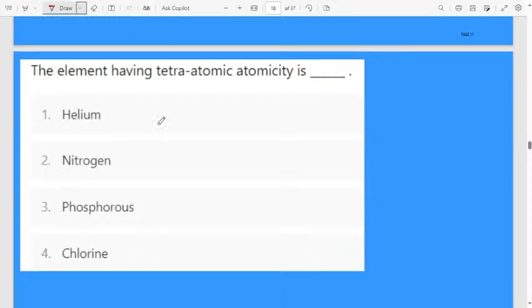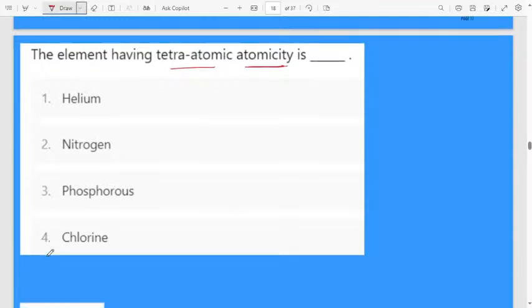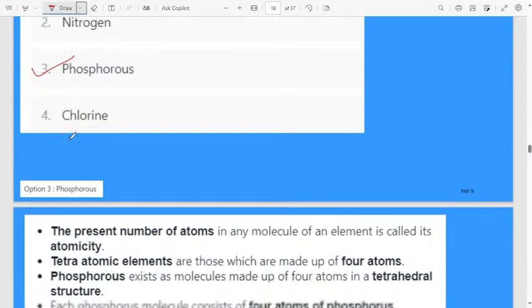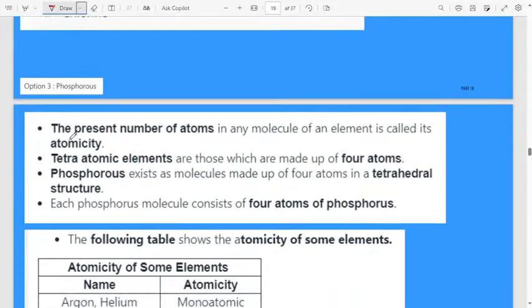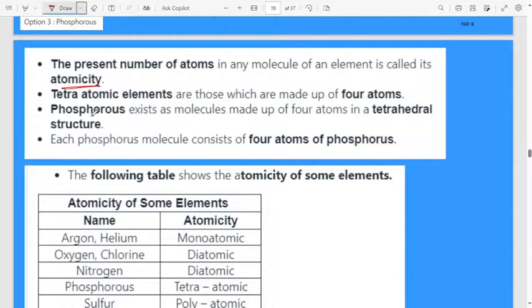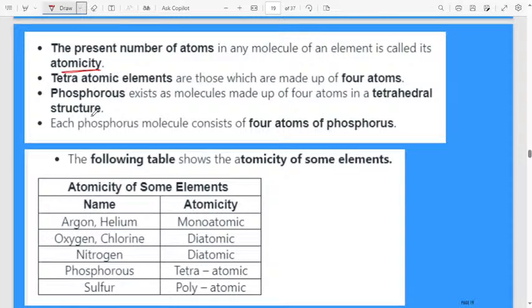The element having tetraatomicity is: first option helium, second one nitrogen, third one phosphorus, fourth one chlorine. Phosphorus. Let us consider what is meant by atomicity. The number of atoms present in any molecule of an element is called atomicity. Atomicity is nothing but how many atoms are present in a molecule, that we will consider as atomicity.